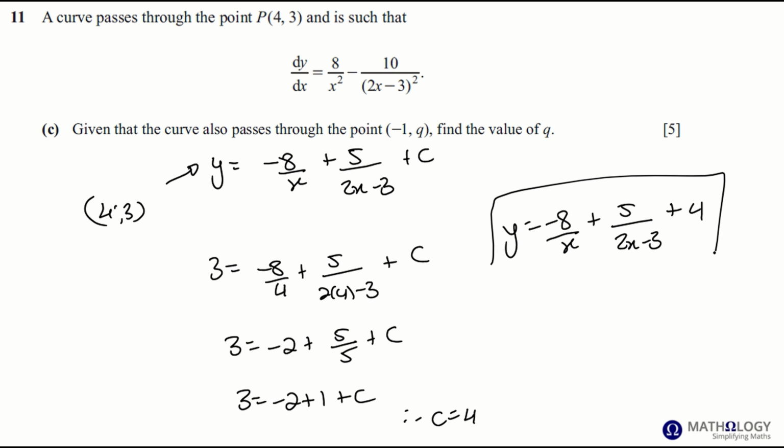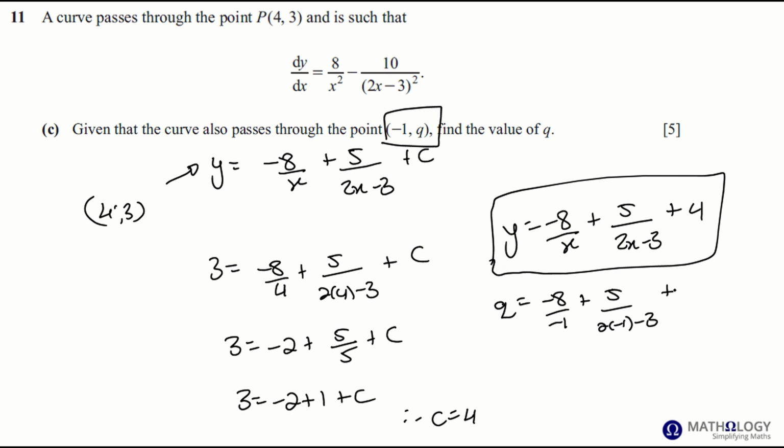This is now the equation of the curve, and we are told that the curve also passes through the point (minus 1, q). So we're now going to substitute this point into the curve. So q equals minus 8 over minus 1 plus 5 over (2 times minus 1 minus 3) plus 4. So q equals 11.